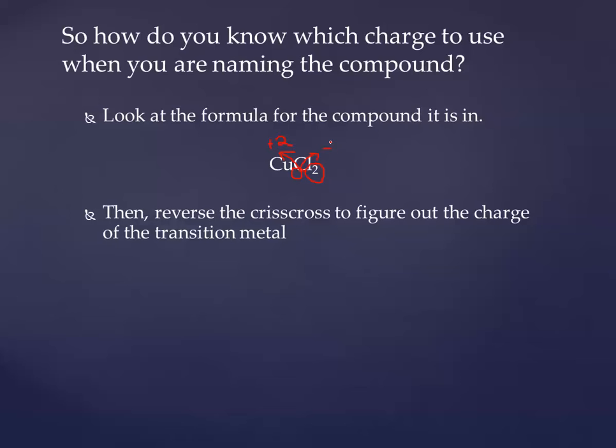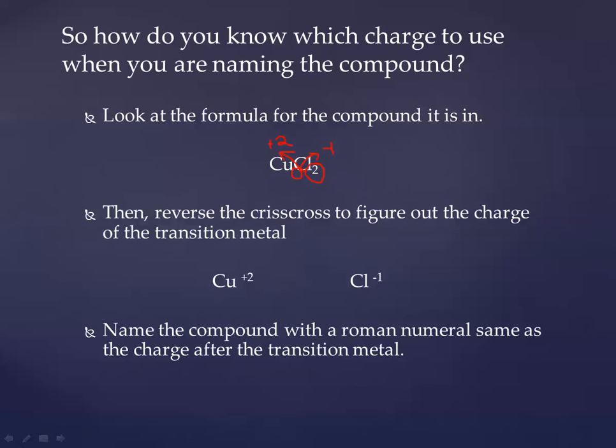Chlorine is there, and the second one is always going to be a minus or an anion. So we're going to do our reverse crisscross to figure out the charges of the transition metals and the anions. So we end up with copper, which has a +2 charge, and chlorine, which has a -1 charge. So we already figured that out.